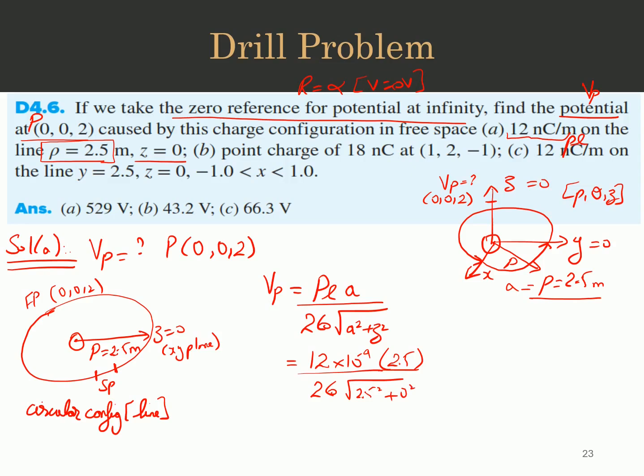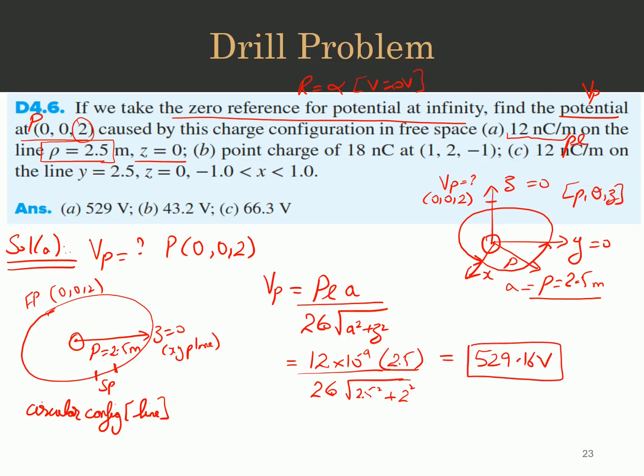So it comes out to be, z is basically this value of 2. So this is 2.5 square plus 2 square. So it comes out to be 529.16 volts. So this is the mathematical expression.